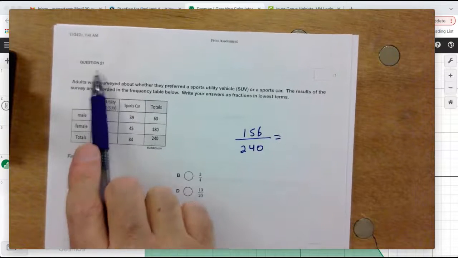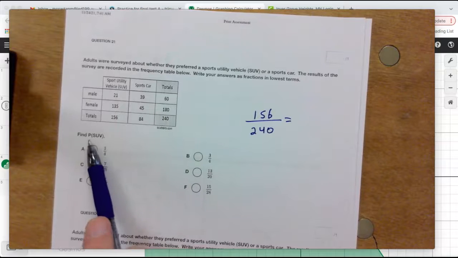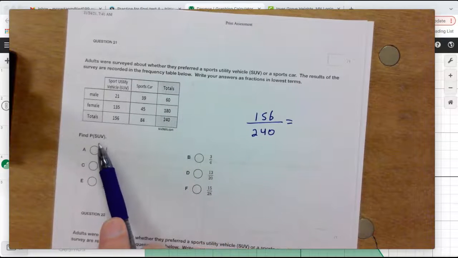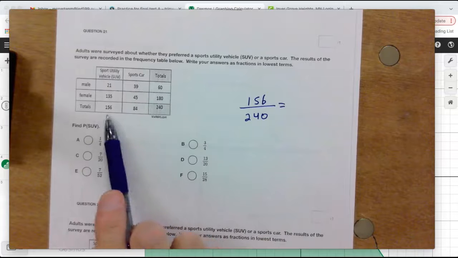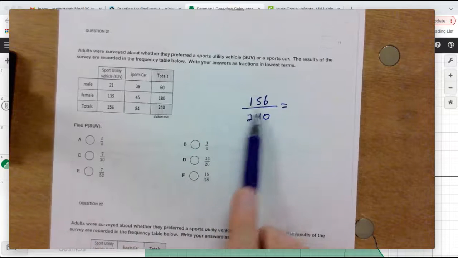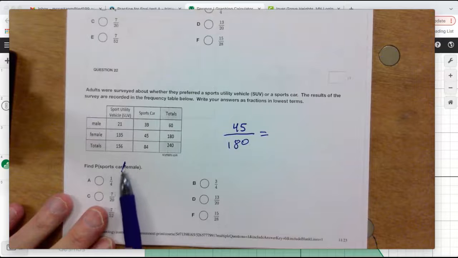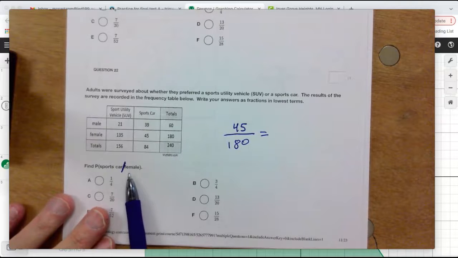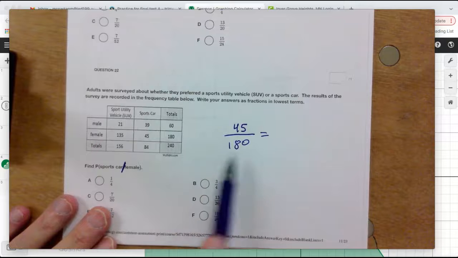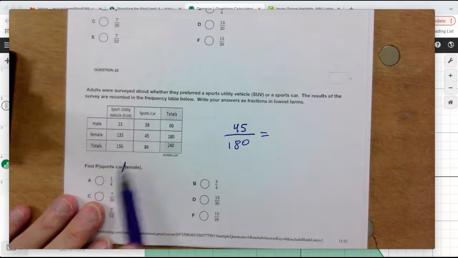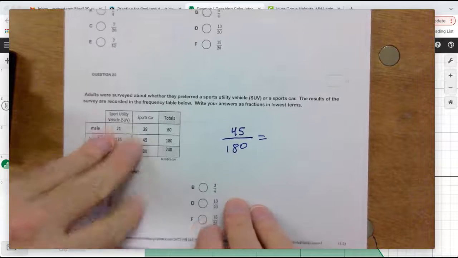All right, question 21. Guys, the first one just asks for a total. The probability if I pick someone, I get an SUV. 240 is the bottom. Of the 240, 156 SUV. Simplify that. This one is conditional because there's a line right there. Of the female, not the total, of the female. So 180 females, the bottom. Of them, how many sports car? Right there, 45. Simplify that.